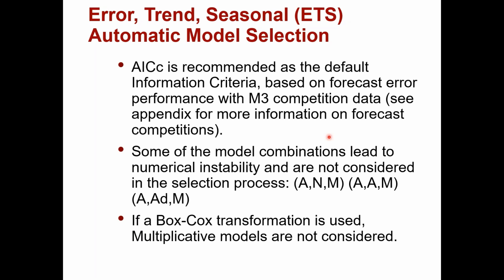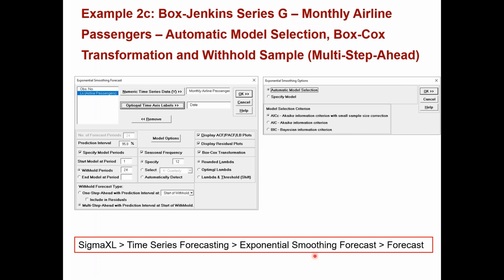AICC is the recommended method for model selection. If a Box-Cox transformation is used, multiplicative models are not considered. So we're going to now run the monthly airline passengers using exponential smoothing.